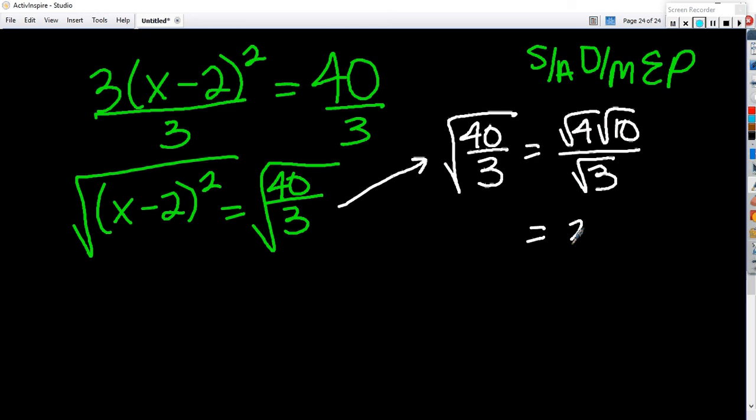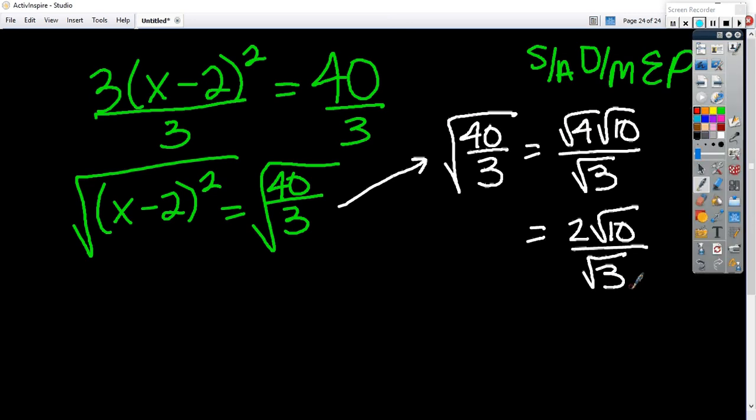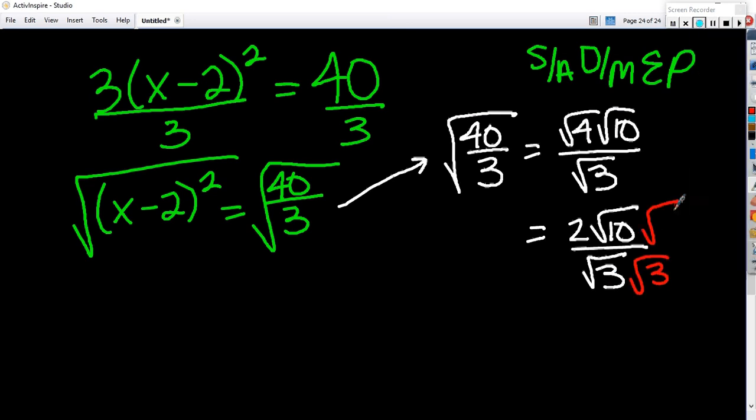So square root of 4 is 2. Is it simplified now? No. Why? There's a radical in the bottom, right? Can't have a radical in the bottom. Square root of 3, times it by square root of 3. 2 root 30 over 3. Look at you, Bryce.